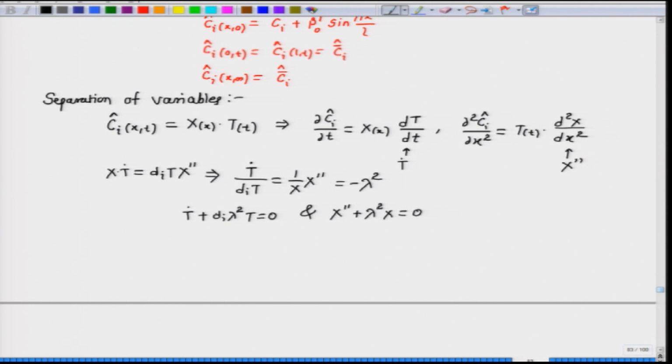The solution for the first one can be expressed as T equal to T naught exponential of minus lambda squared di t, and the solution for x can be expressed as X equal to a prime cos(lambda x) plus b prime sin(lambda x). If we substitute these solutions in the respective equations for T and X, you will see they satisfy the two equations.